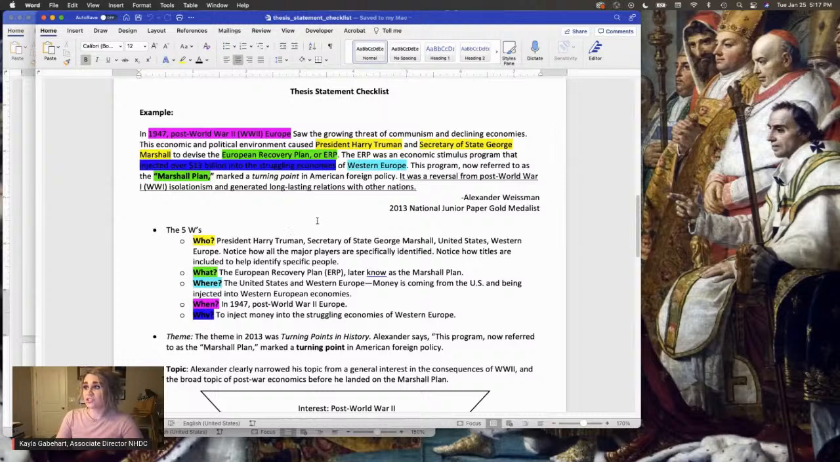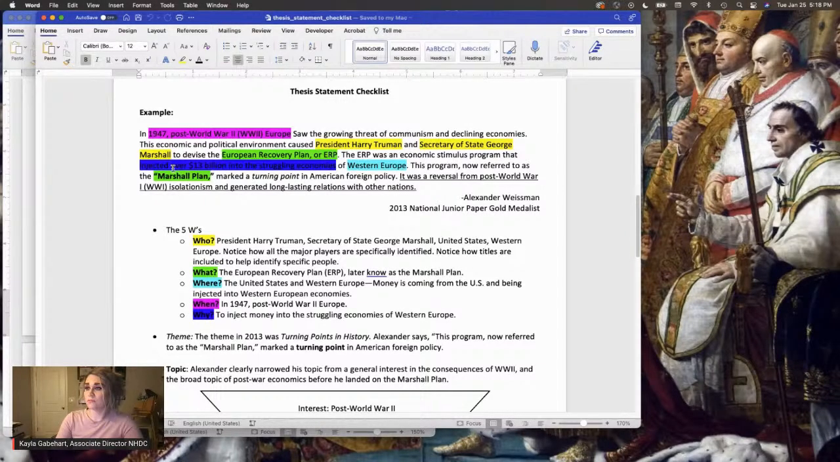You'll notice how he doesn't just say Harry Truman or George Marshall. He gives the titles of who those people were. So we have a better understanding of why they were involved in this event, right? What is highlighted in green? The European Recovery Plan. He also includes that it was sometimes called the ERP or the Marshall Plan. So you can include those details in your thesis statement. He's very specific here.